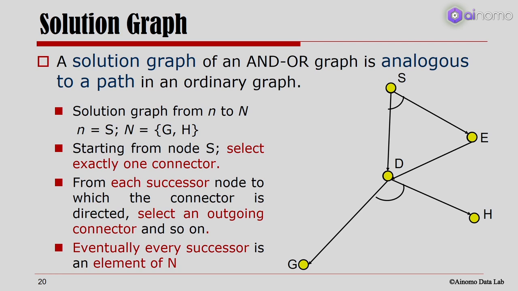So as we can see from this example, for a given AND OR graph as simple as the one we have shown here, we have highlighted 2 solution graphs.